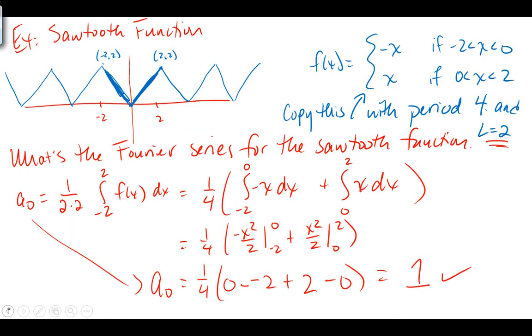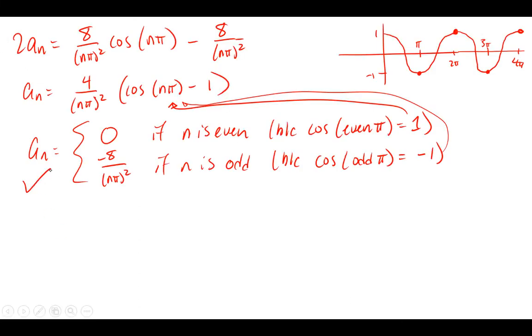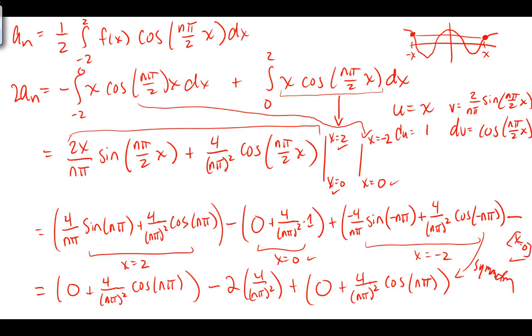So let's take a deep breath and say, so where are we now? So we figured out A0. Check. We now figured out AN. Check. Now if I go back through and redo this whole thing, there was also the BNs. But because BN is going to involve us doing this with sine here, rather than cosine, right?